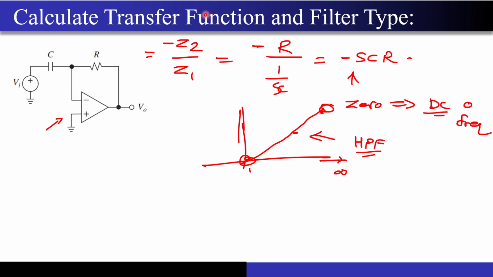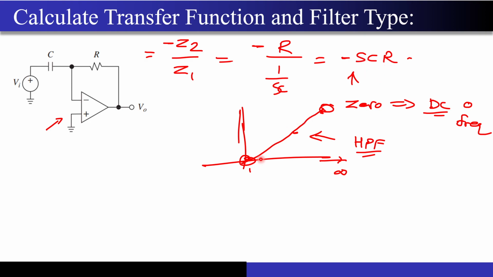Again, they are asking us to calculate the transfer function and identify the filter type. So now let's try to calculate the transfer function over here. This is connected to the inverting terminal, so this is acting like an inverting amplifier, right? Now what is the expression for the gain of the inverting amplifier? Minus of Z2 by Z1. Z2 is R, Z1 is 1 upon SC. So what I am left with, the expression between Vout upon Vin, is nothing but minus SCR.